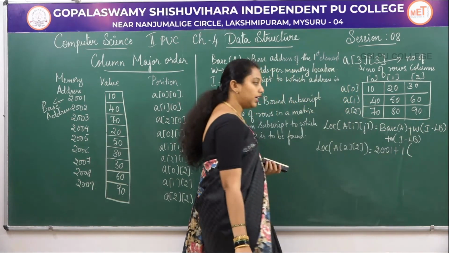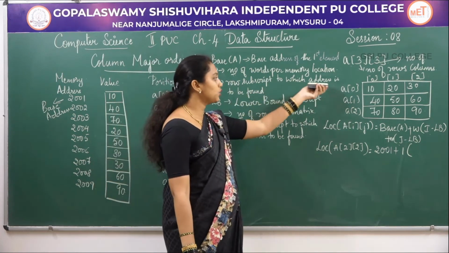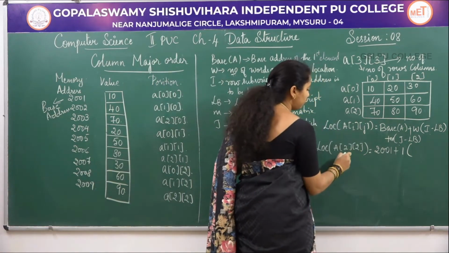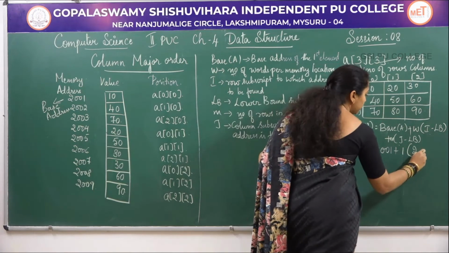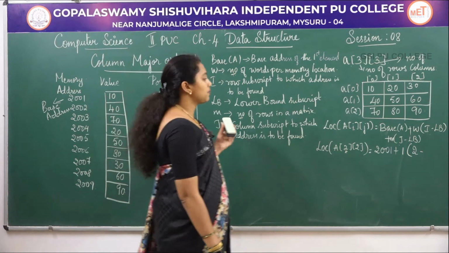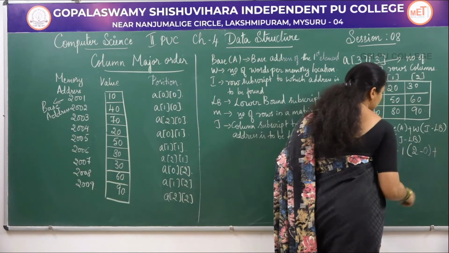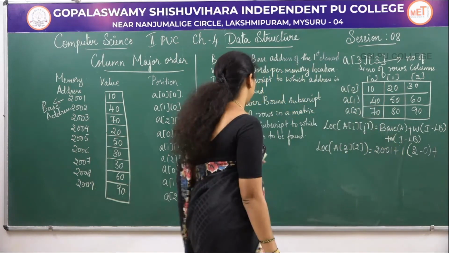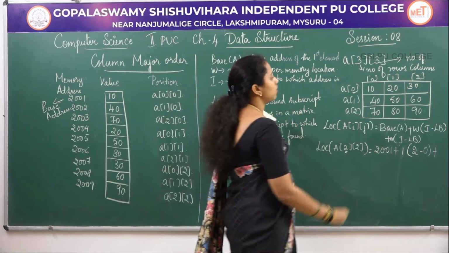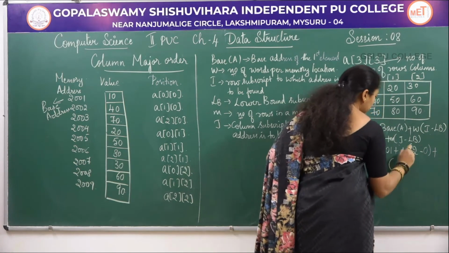What is the value of I? I represents the row subscript to which address is to be found. The value of I is 2. 2 minus LB, that is the lower bound subscript. What is the lower bound subscript value? That is 0. Plus M. What is M? M represents the number of rows in a matrix. How many rows are there? There are 3 rows. That is 3 into J.